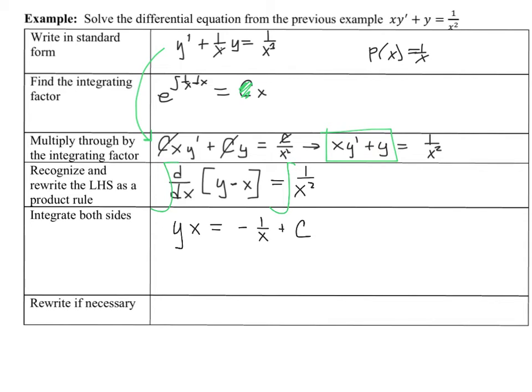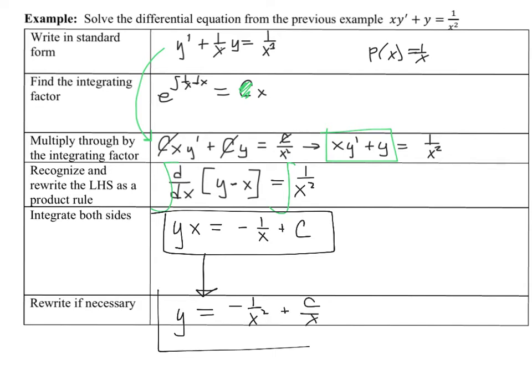And I mean, we could be done here if we wanted to. That's effectively an answer. Lots of times we like to get y alone, and so when I say rewrite if necessary, if the problem indicates that they want it to be in terms of y or they want it to have some certain form, make sure that you answer it that way. If we wanted to solve for y here, it would just mean I'd divide through by x, and I'd get negative 1 over x squared plus c over x. And this is the other potential answer for us.